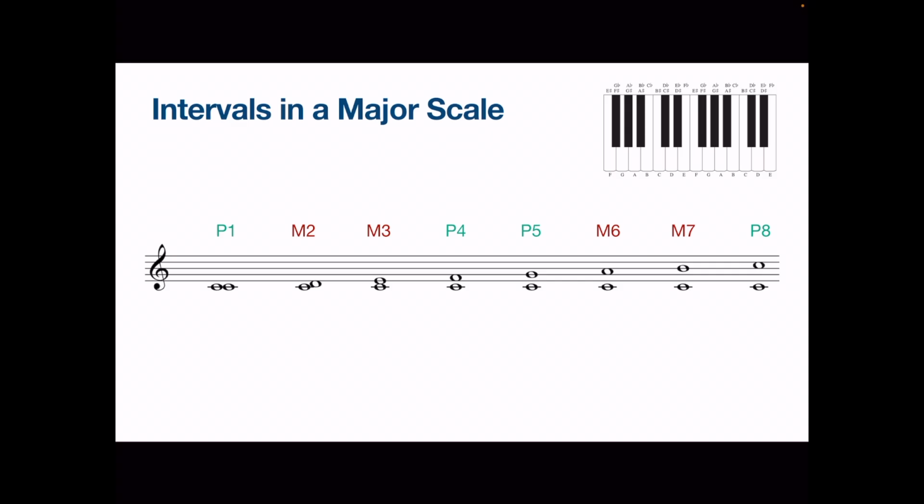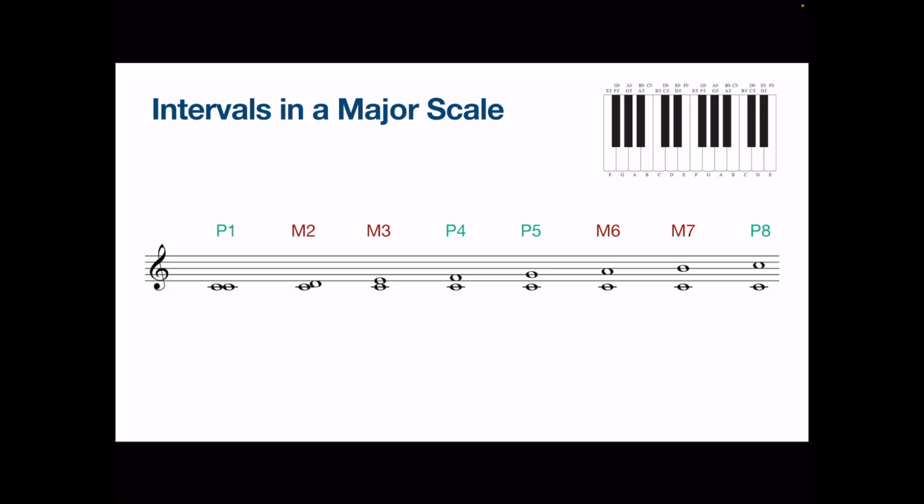Now, intervals in a major scale. What you see right here is basically C major laid out for you. But this would work in any major scale, not just restricted to C major. So it's the same thing. 1, 4, 5, and 8 are going to be the perfect intervals, and they will sound like this. The perfect intervals, and then second, third, sixth, and 7 are going to be the major intervals.